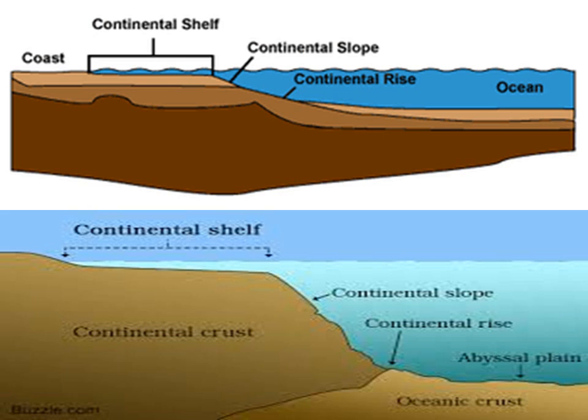Next one is Oceanic Ridge. Oceanic Ridge is a continuous submarine mountain chain. You see the book, page number 194. You see the mid-oceanic ridge, a continuous mountain chain that is called the oceanic ridge.